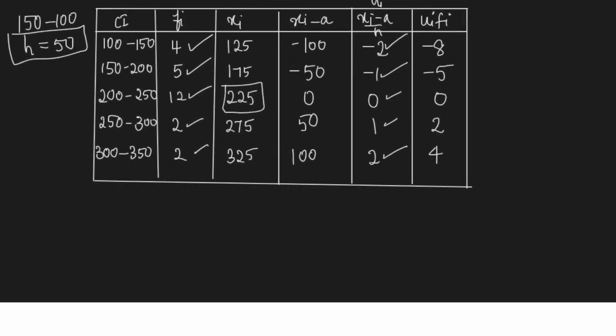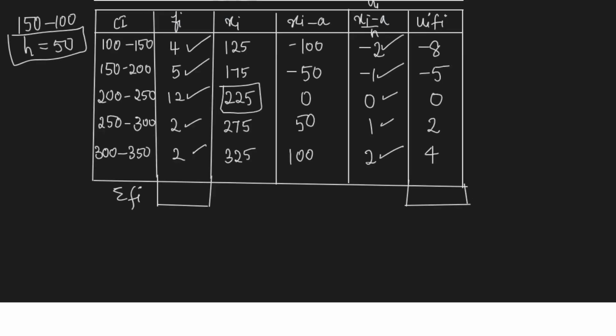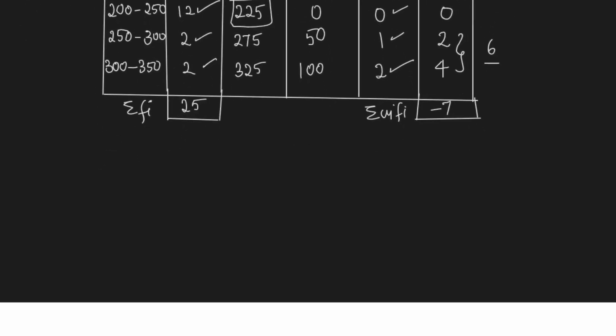Now we have to calculate the sums, that is the sigma fi here and the sigma uifi here. The sigma fi will be equal to 4 plus 5 plus 12 plus 2 plus 2, so sigma fi will be equal to 25. And here this is sigma uifi. If you add these negative values, you get negative 13. And if you add these positive values, you get a 6. So minus 13 plus 6 will give you a minus 7.